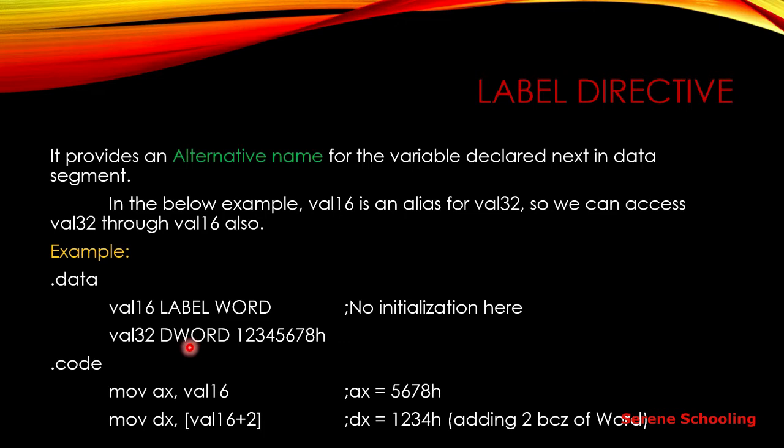Okay, it means that if this is an alternative name or like a nickname, then I can access this val32 value through its alias name. Obviously this is obvious. So for that, what I want to do, I want to move only the, we know that this is a 4 byte, or in other words 32 bits number.